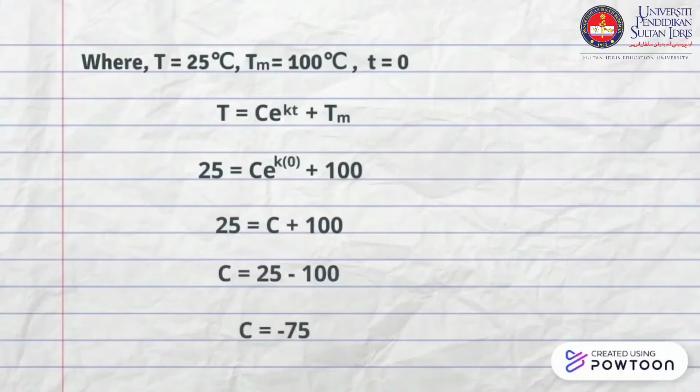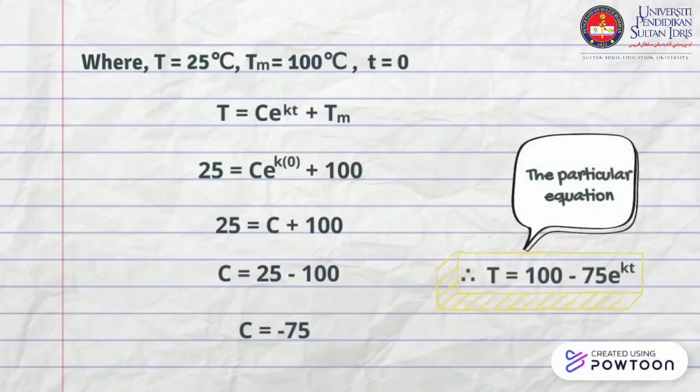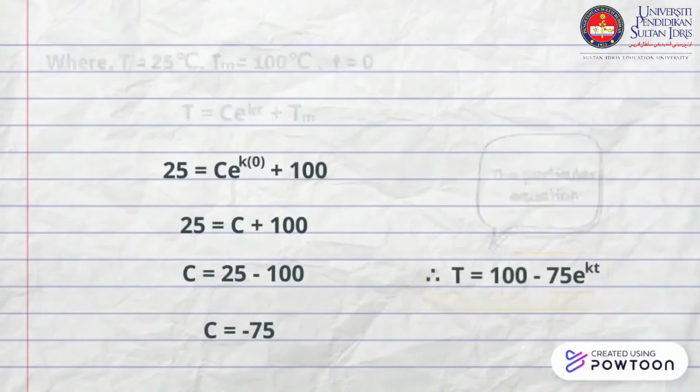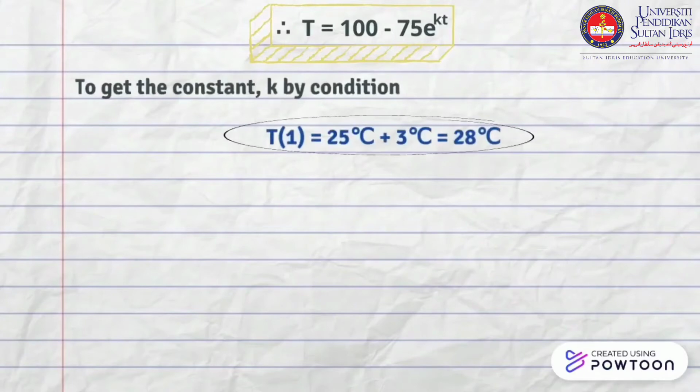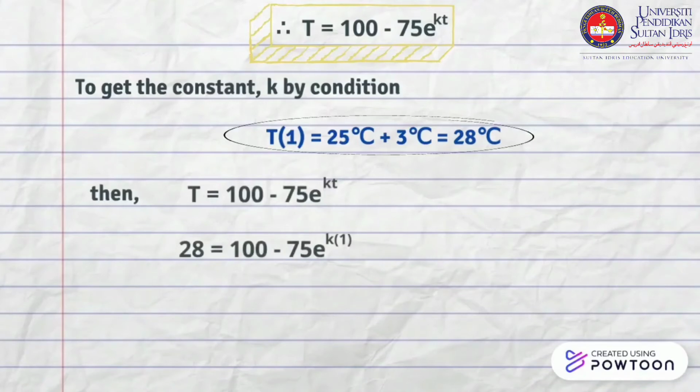And then we get the answer for C is equal to negative 75. Now we get the particular equation, which is T equal to 100 minus 75 e to the power of kt. To get the constant k by condition T1 equal to 28 degrees Celsius, we substitute T1 into the particular solution, which is 28 equal to 100 minus 75 e to the power of k.